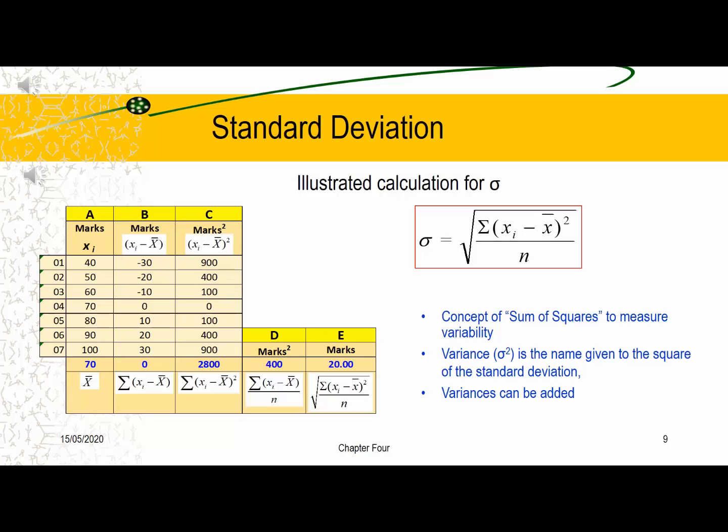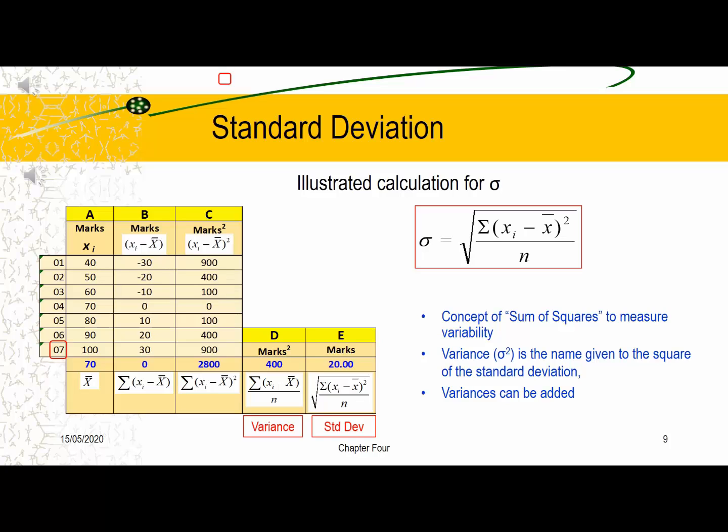If we divide 2,800 by 7, we get the number 400 in column D. This number is also known as the variance. Square root the number 400 and we get our final answer, which is sigma, and that is 20. Question: why divide by 7? Well, because the scores came from 7 students. So dividing by 7 will give us the per unit figure that can be used to compare with other standard deviations from other classes.